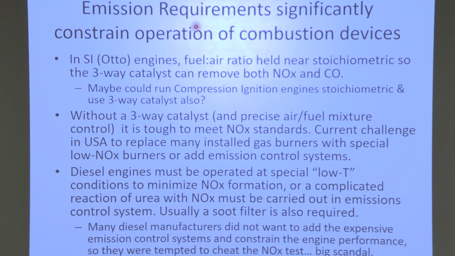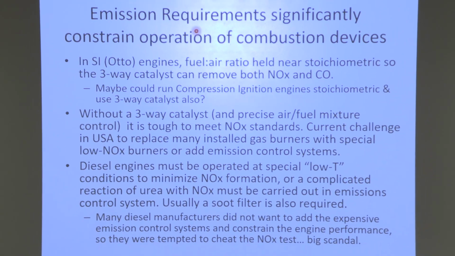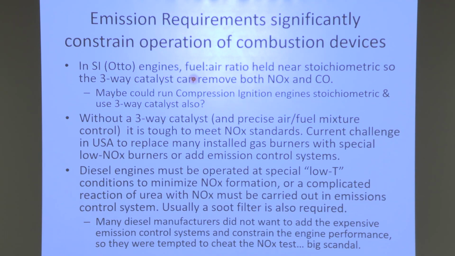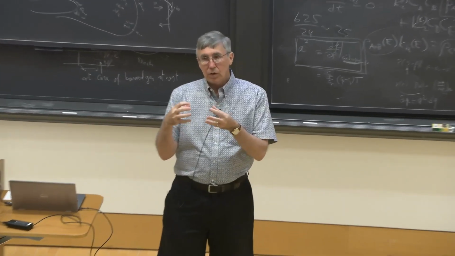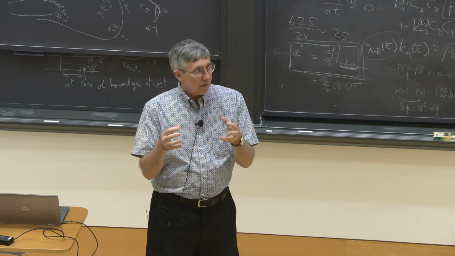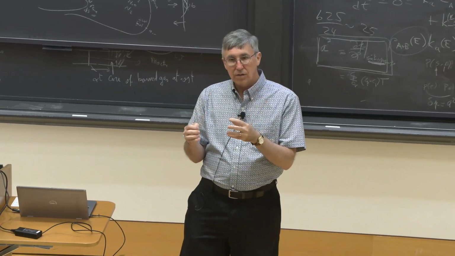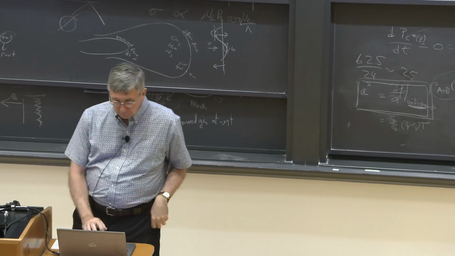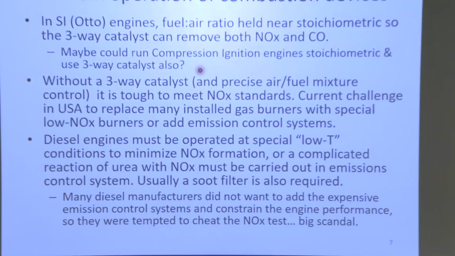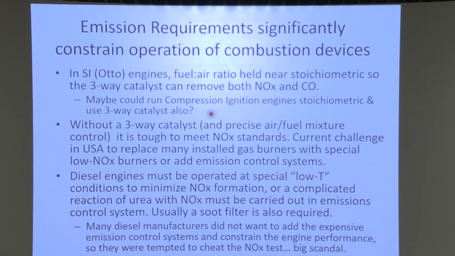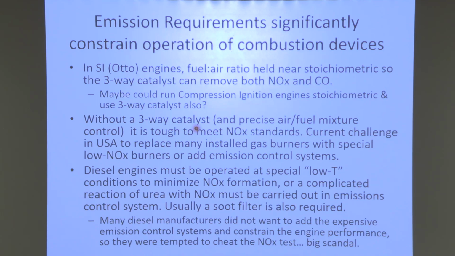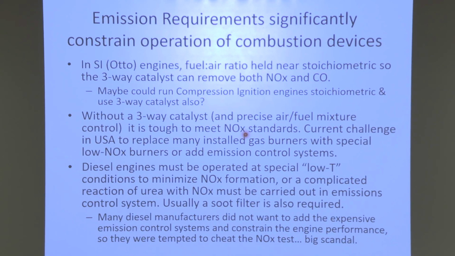In practice, the emission requirements are very controlling. So for example, in gasoline engines, the fuel-to-air ratio today is always held near stoichiometric. The reason for that is that they want to use the three-way catalyst, and that catalyst only operates well near stoichiometric. So you have to operate near stoichiometric because you need that catalyst, since it's the only way you can meet the emission requirements. That suggests maybe you could even run compression ignition engines that way if you wanted to. If you don't have a three-way catalyst, it's really difficult to meet the NOx standards.